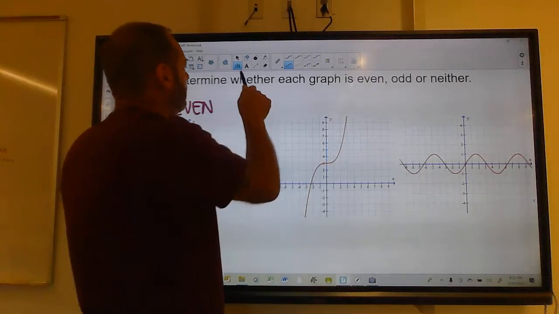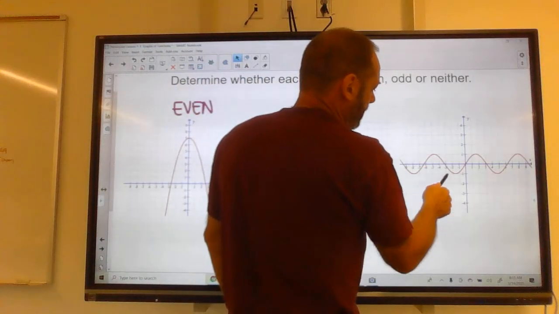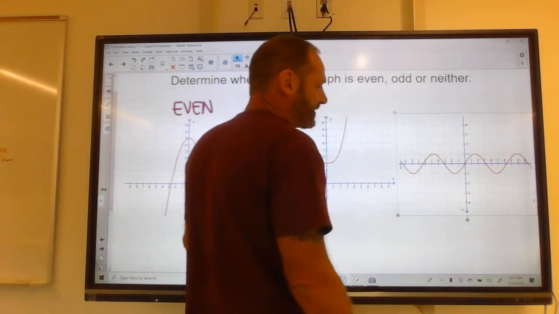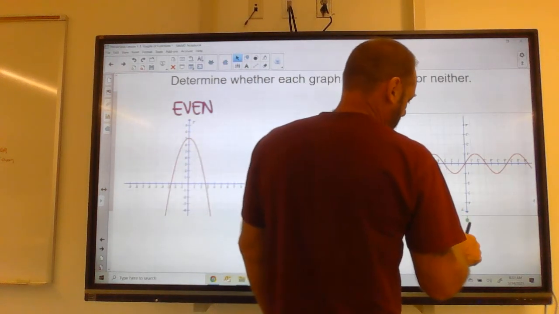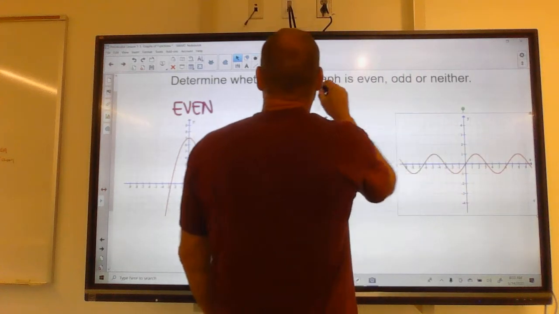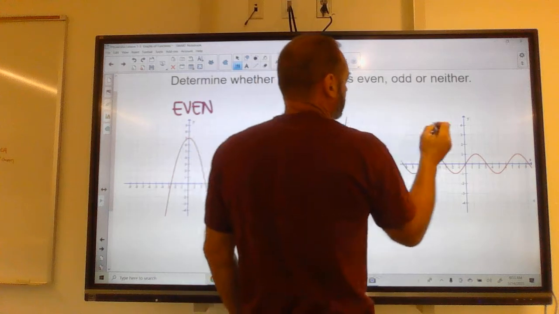Let's look at this one over here. This one here, if I took this thing and I rotated it 180 degrees, I get the exact same thing. Okay, so this is symmetric to the origin, which means this is an odd function right here.